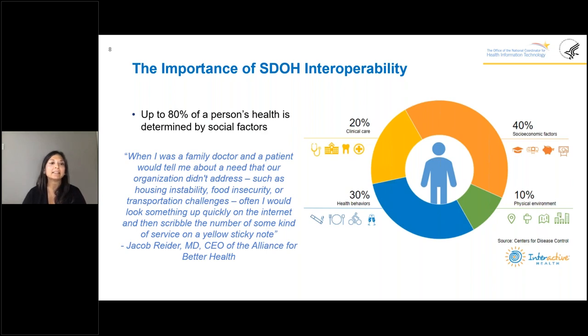And in it, he says, "When I was a family doctor and a patient would tell me about a need that our organization didn't address, such as housing instability, food insecurity, or transportation challenges, often I would look something up quickly on the internet and then scribble the number of some kind of service down on a yellow sticky note." So this is good, but we can do better. And we have tools that can help us do better.